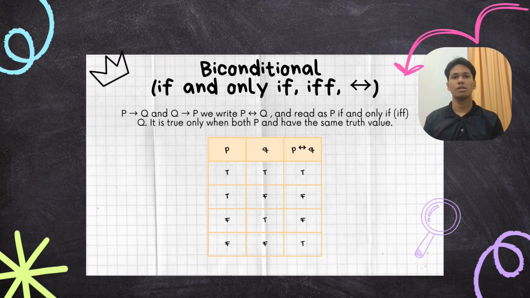Next is a biconditional statement, which means if and only if. It is true when both statements have the same true value. This means it is true when both are true and also true when both are false. If one statement is true and the other is false, then the biconditional statement is false.